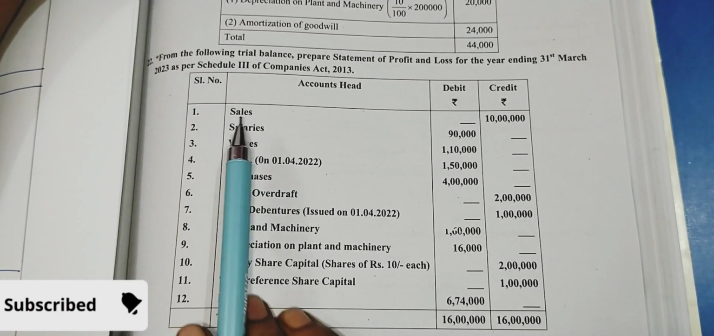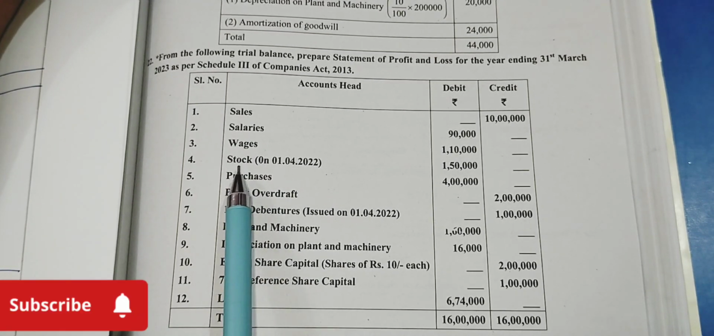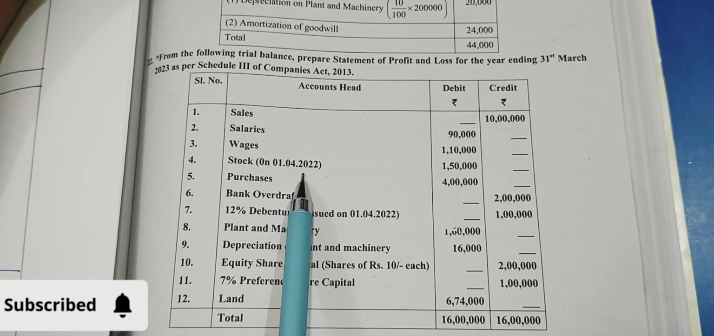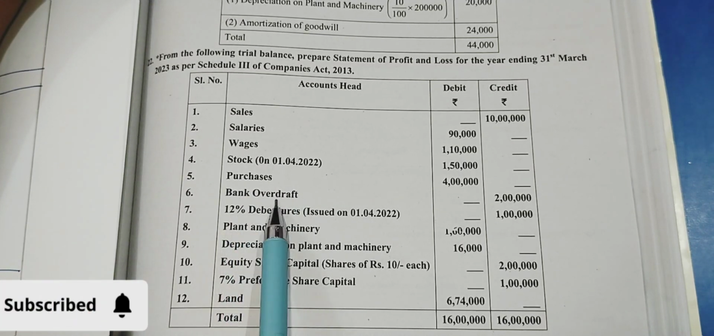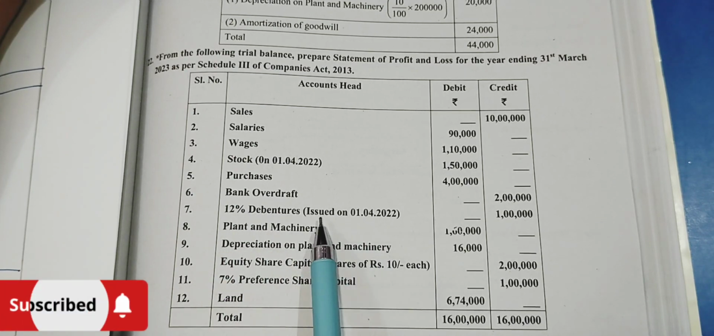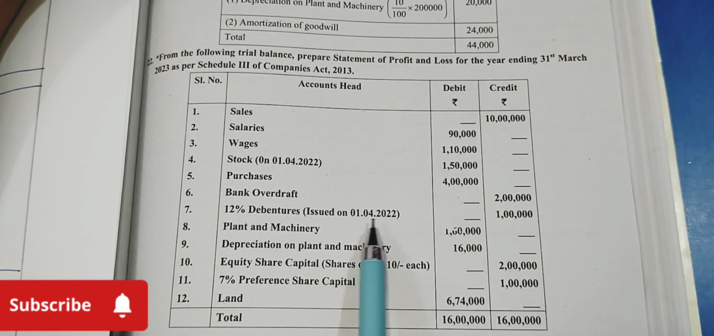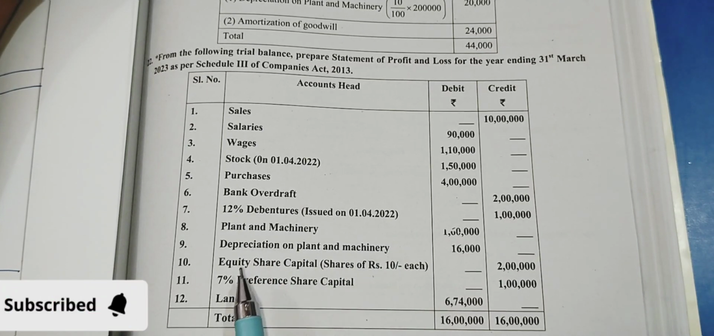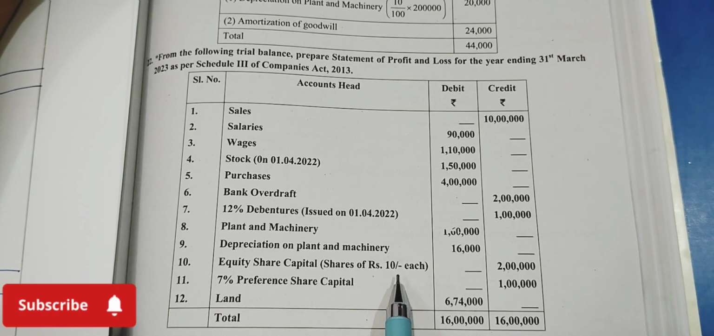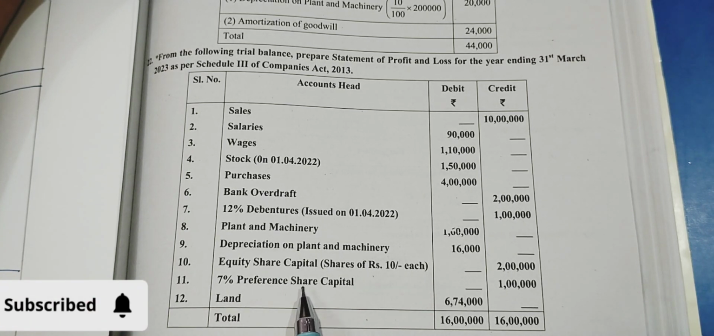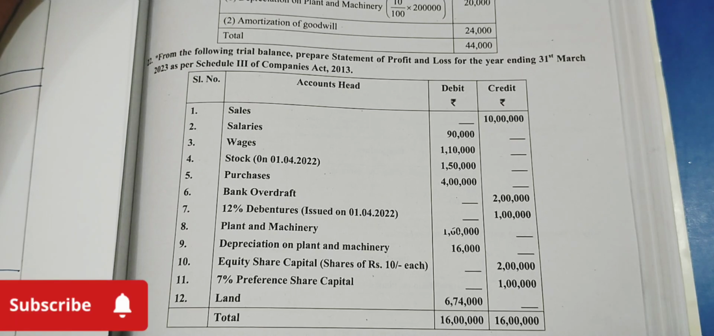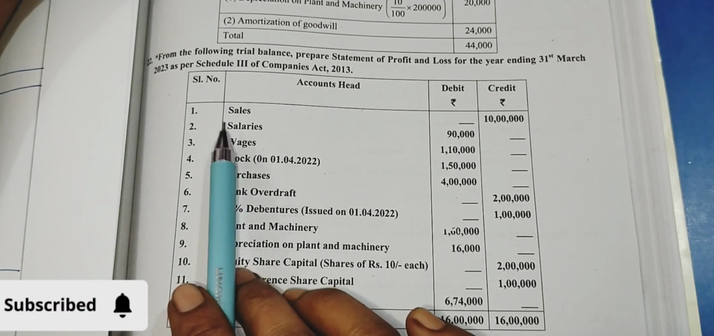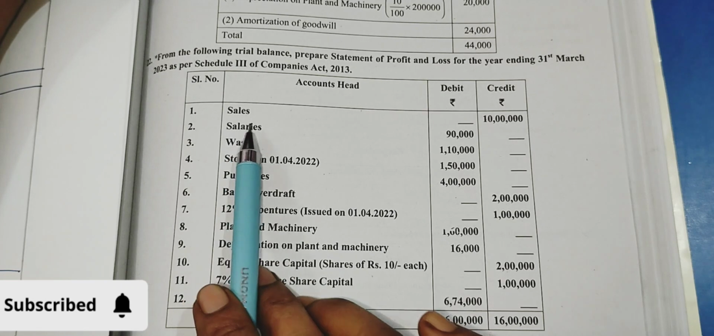So your sales, salary, wages, stock, that is 1422, means opening stock, purchases. Bank OD is given, 12% debentures issued on 1/4/2022. Plant and machinery, depreciation on plant and machinery, equity share capital, shares of rupees 10 each, 7% preference share capital, that is 1 lakh, land 6,74,000. So total is 16 lakh. Right. So sales we are recording under revenue from operations.